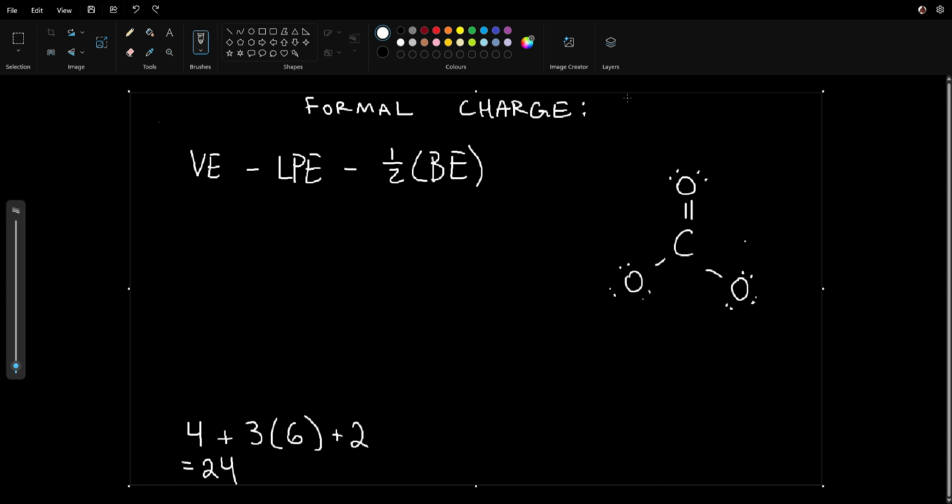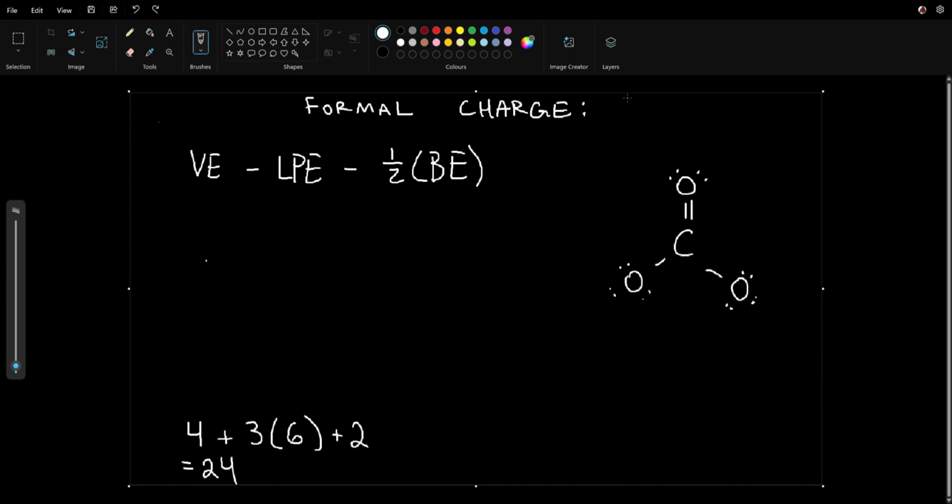So carbon has a full octet. Now, if we want to count the electrons here, we have 1, 2, 3, 4, 5, 6, 7, 8, and then we have 8 here, 8 here. So this does line up. We do have 24 valence electrons here, but we need to check whether or not this is the correct orientation by using our formal charge.